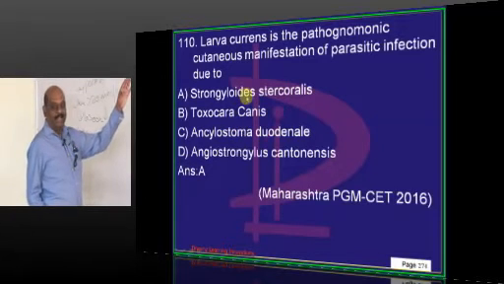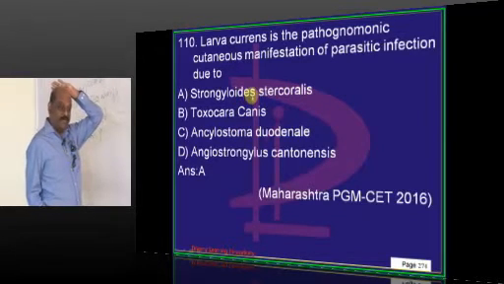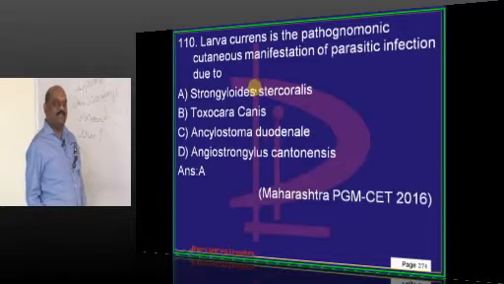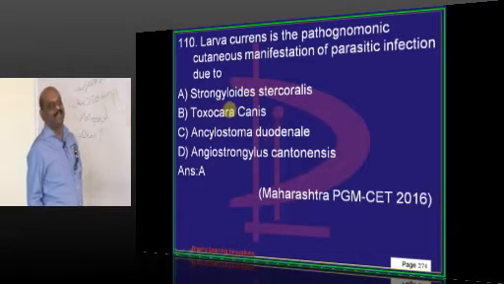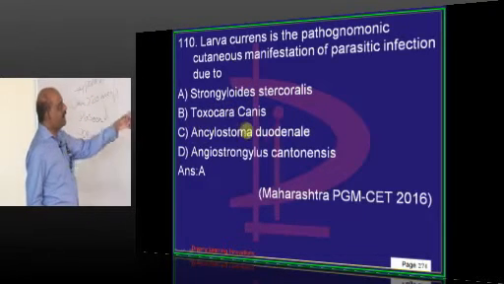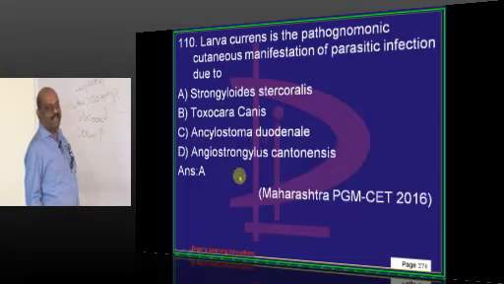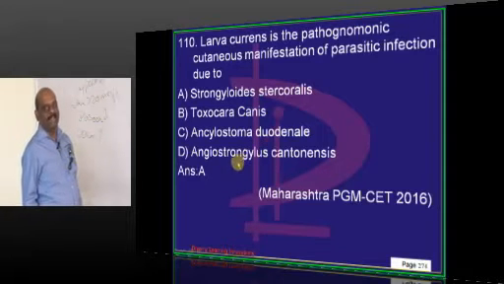This is the same confusion from 15 years back when I wrote PG entrance. From that day it is the same confusion. What does Toxocara lead to? What does Strongyloides lead to? You have to look carefully at the parasitology chart.